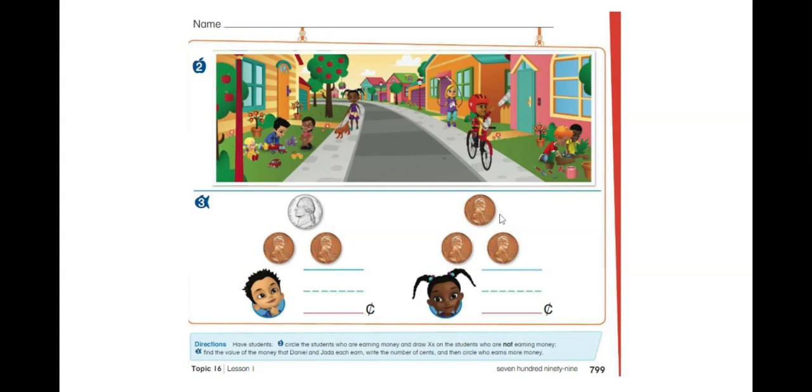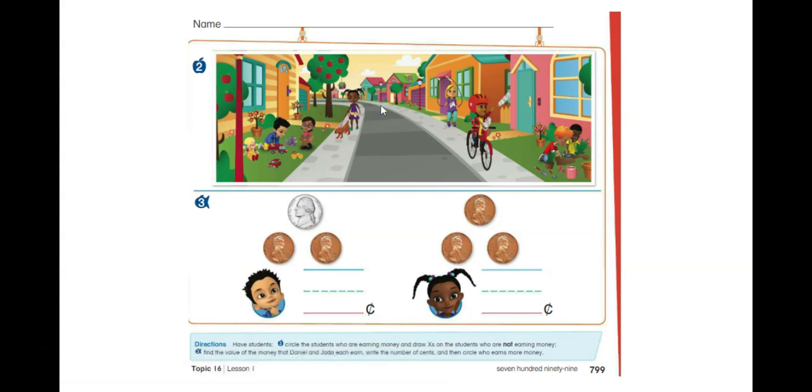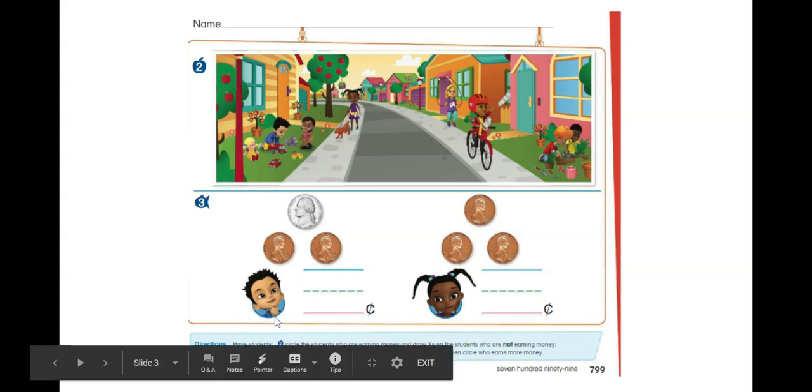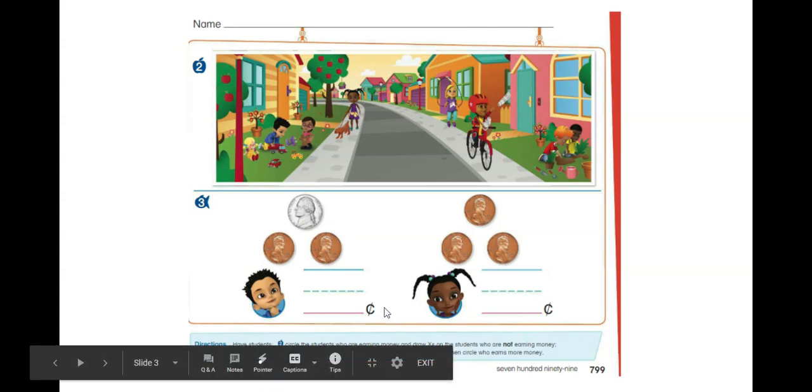So now that we can see who's earning money, let's look at the problem number 3. Number 3 says, circle students who are earning money and draw an X on the students who are not earning money. So we already went over that. You would circle the ones that are earning money and put an X on the ones that are not. For number 3, find the value of the money that Daniel and Jada each earn. Write the number of cents and then circle who earns more money.